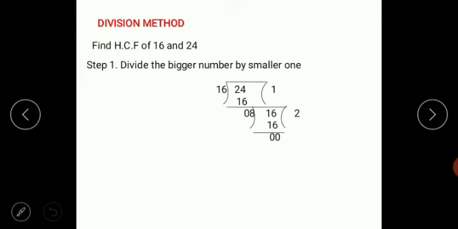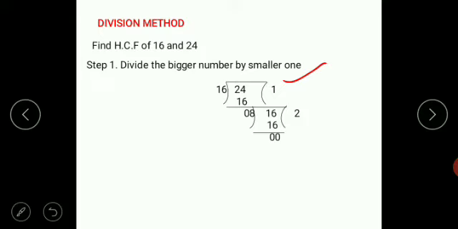First step is divide the bigger number by the smaller one. Here the smaller number is 16, the bigger number is 24. We have to divide the bigger number 24 by the smaller number, that is 16. 16 is the divisor, 24 is the dividend. Now divide. Like that only you do. 16 ones are 16. Now 24 minus 16 is how much? 8. Now here a little difference is there.